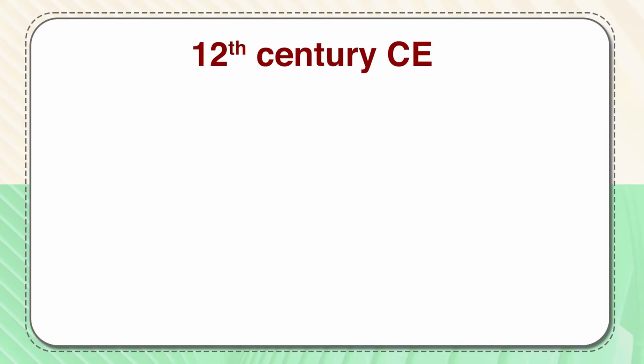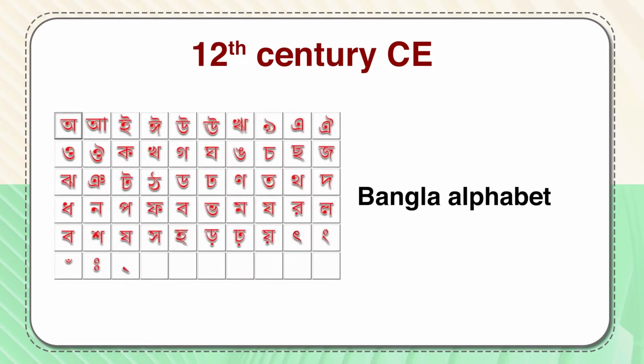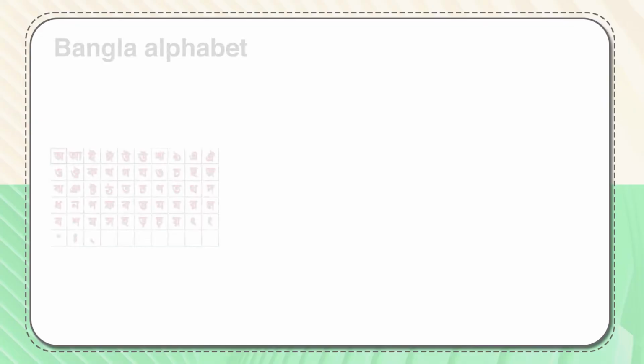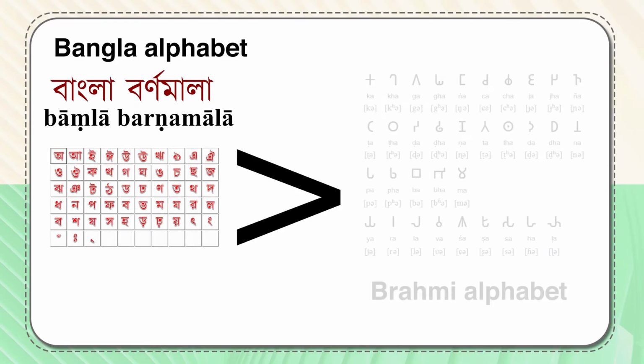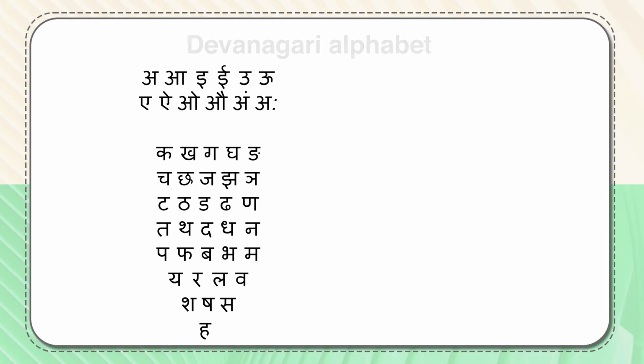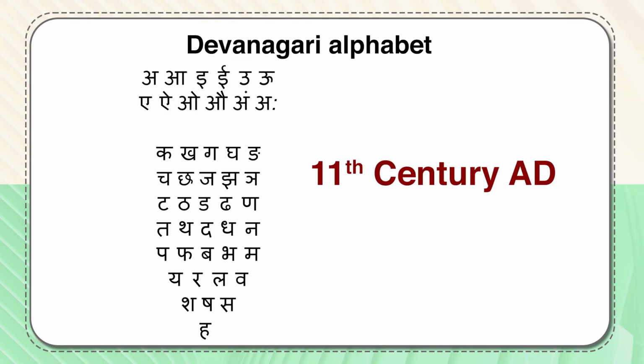By the 12th century CE, the Bangla alphabet was nearly complete, although natural changes continued to take place until the 16th century. Some conscious alterations were also made in the 19th century. The Bangla alphabet, or Bangla Bornmala, is derived from the Brahmi alphabet. It is closely related to the Devanagari alphabet, from which it started to diverge in the 11th century AD.